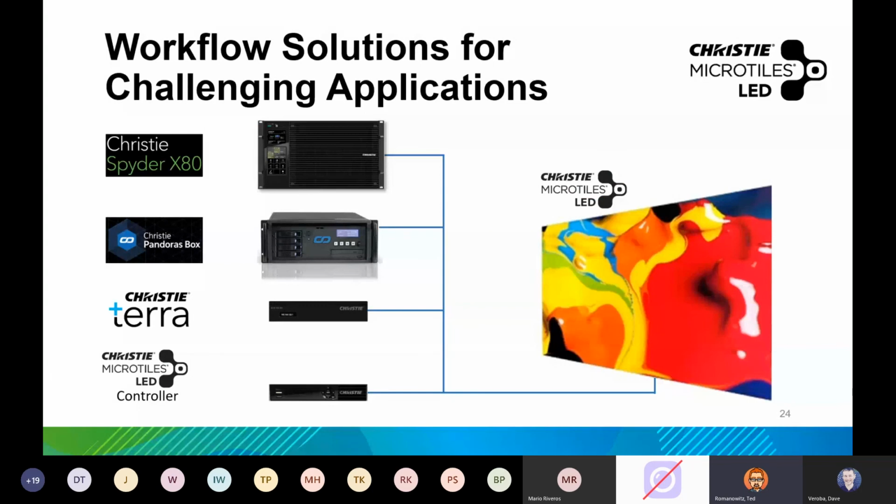And combined with our other Christie products, we can design a custom solution that meets even the most challenging workflows. We've got the Christie Spider X80, the most powerful processor in the industry today. We also have the Christie Pandora's Box media server, which has just been recently upgraded to 10 bits and is compatible with active 3D content, because we have a version of MicroTiles LED that does active 3D at 60 hertz an eye. So the Pandora's Box provides those signals and that compatibility.